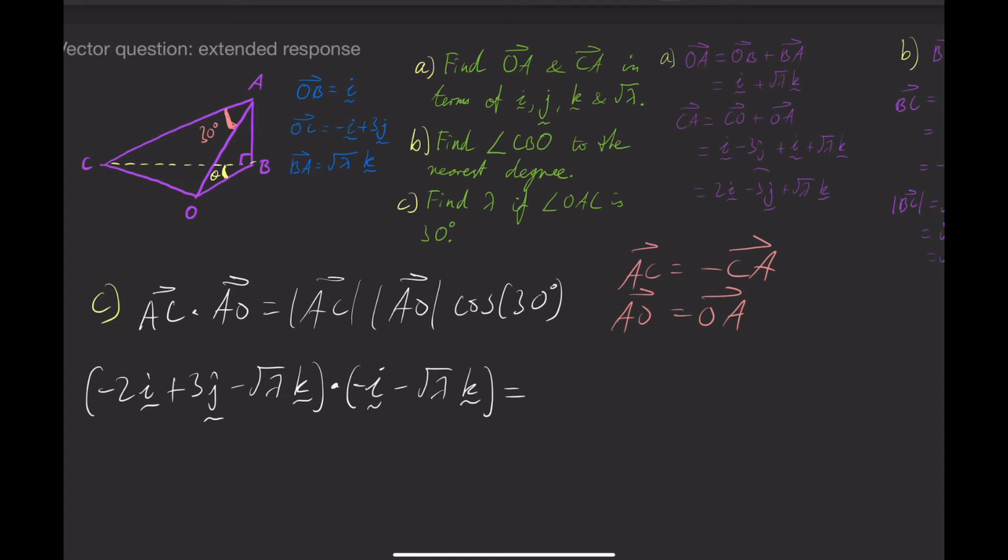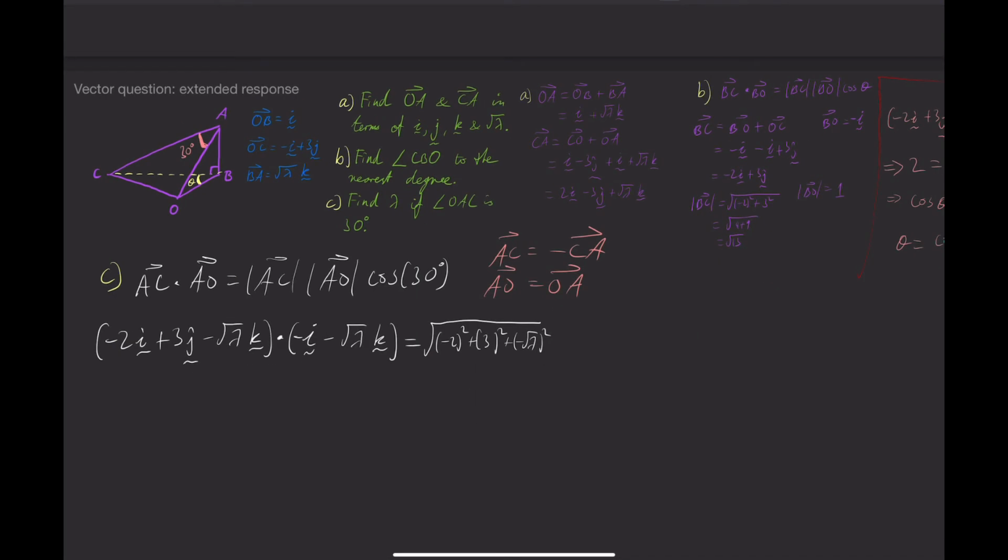And now we equate these to the product of our magnitudes. So the magnitude of AC is going to be the square root of the i component of AC squared, so that's negative 2 squared, plus 3 squared, plus negative root lambda squared. And then we multiply that with the square root of the magnitude of OA, so that will be negative 1 squared plus negative root lambda squared.